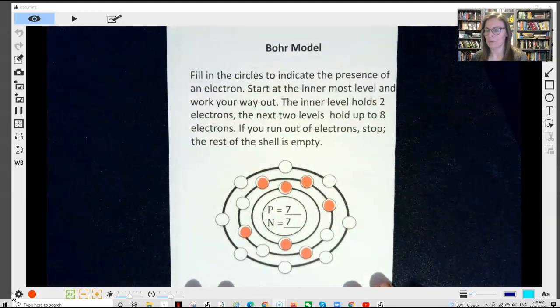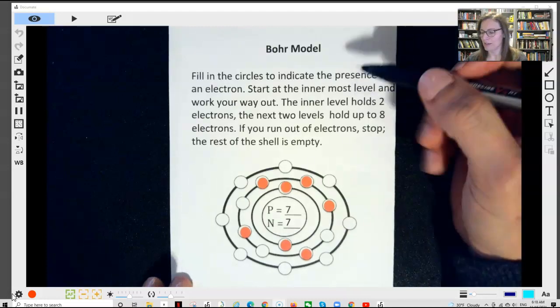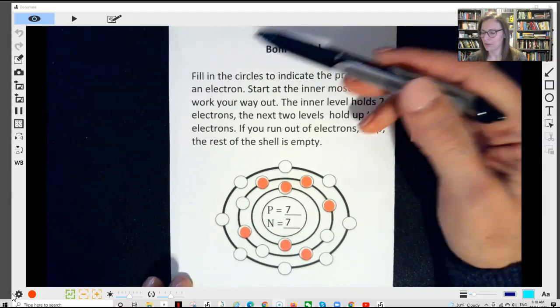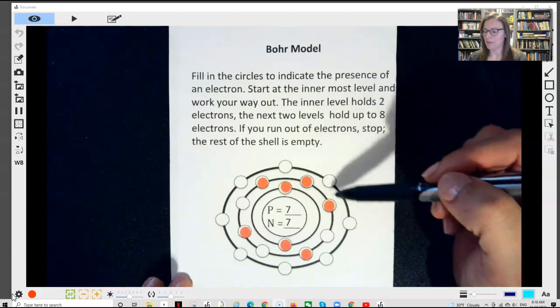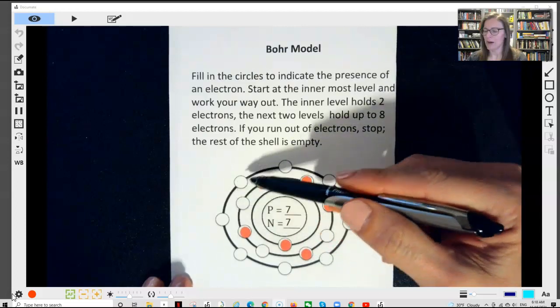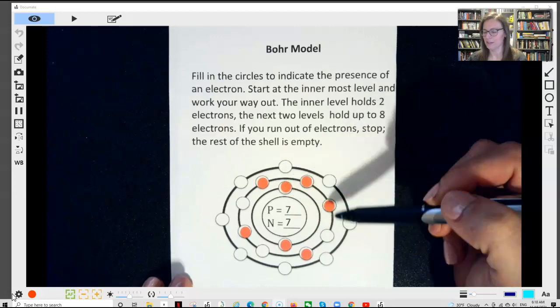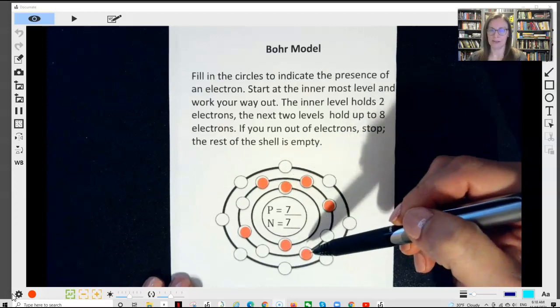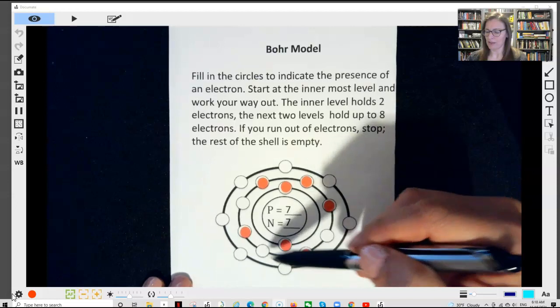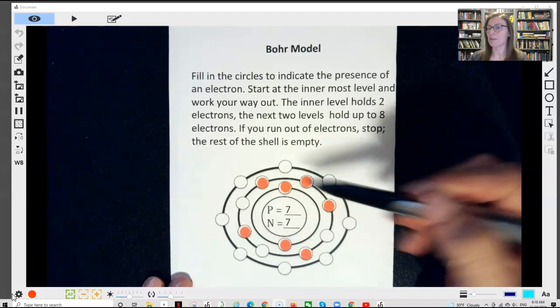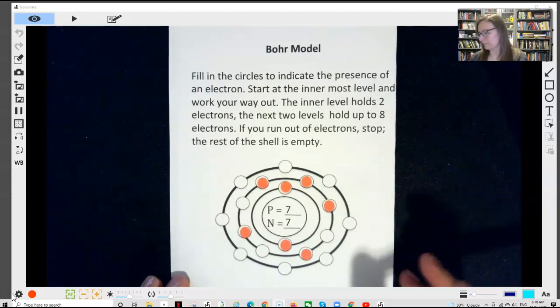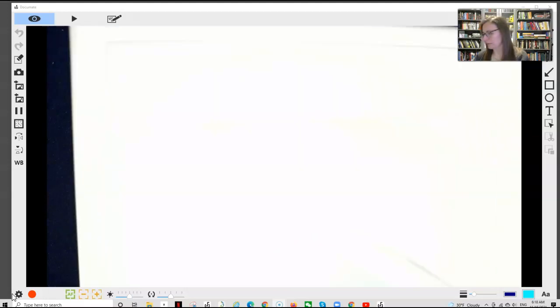All right, so you do have on your note-taking handout some instructions for these. It explains how to fill in your Bohr models. You've actually been given all of the possible electrons for these Bohr models, and you're going to fill in the ones that you need, okay? So all of these dots are spaces that are available for electrons. All right, let's look at a few more examples though.